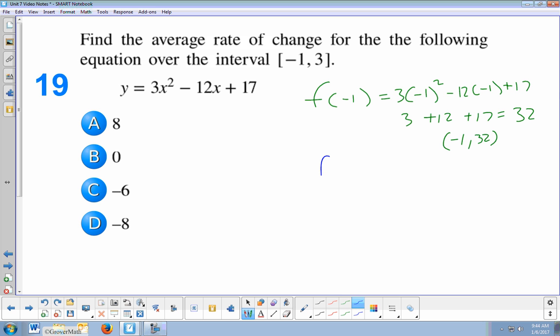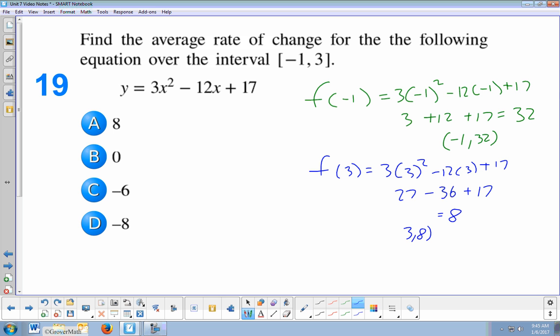All right, now let me check it out for f of 3. And again, I'm going to replace all my x's with 3's here. So 3 times 3 squared minus 12 times 3 plus 17. So 3 squared is 9, times 3 is 27, minus 12 times 3, 36, plus 17. Let's see, so 27 minus 36 would be -9, plus 17. I think we're going to get an 8 here. And hopefully I'm doing the math in my head correctly. But that'll be the point 3, 8.